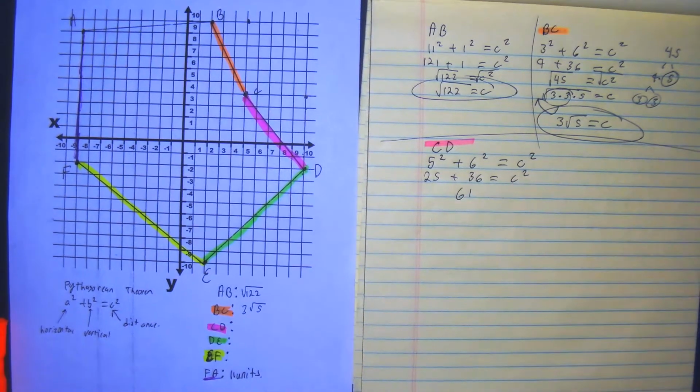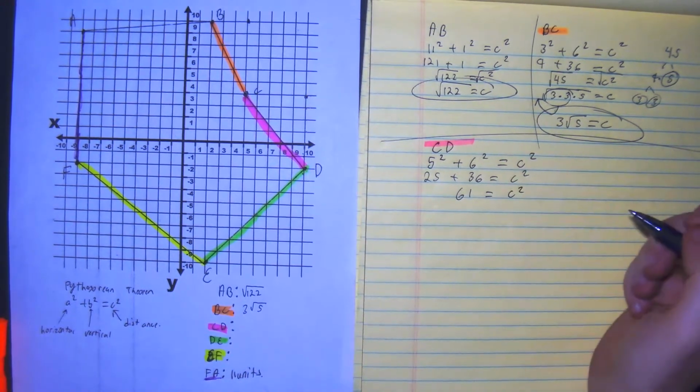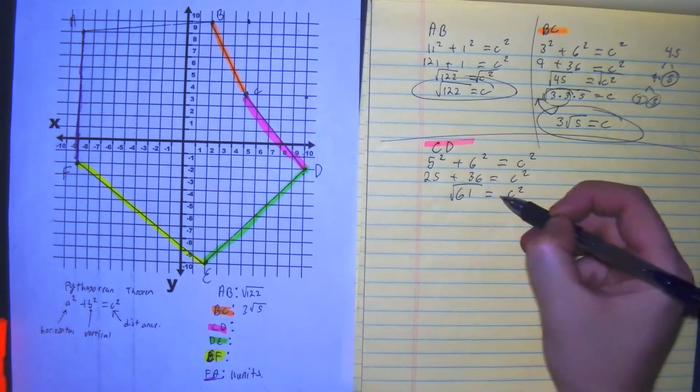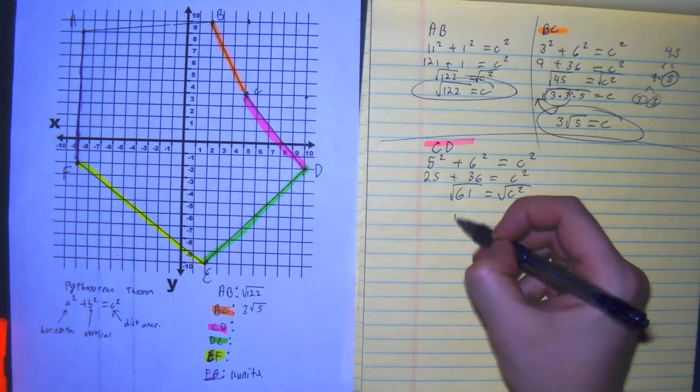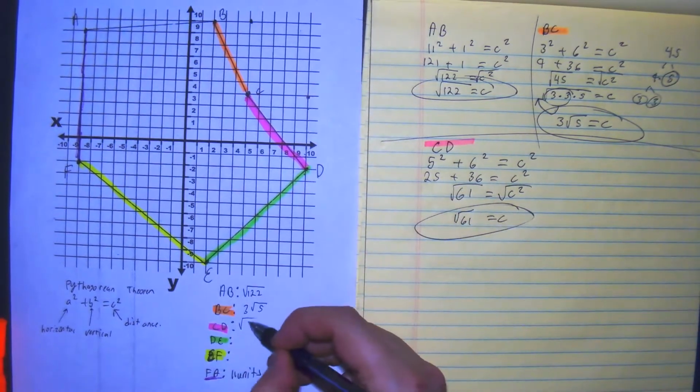which would be 61, I believe. Yep, 61 is equal to c squared. I know that's a prime number, so it can't be simplified. Square root both sides to get c by itself. Square root of 61 is equal to c. Write that down: square root of 61.